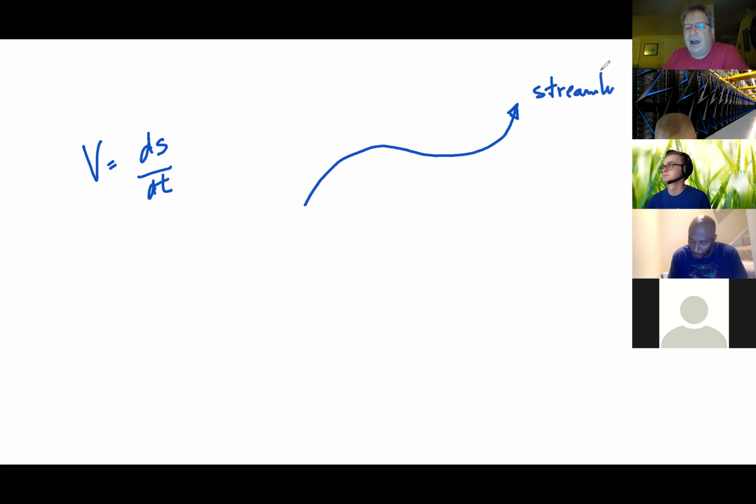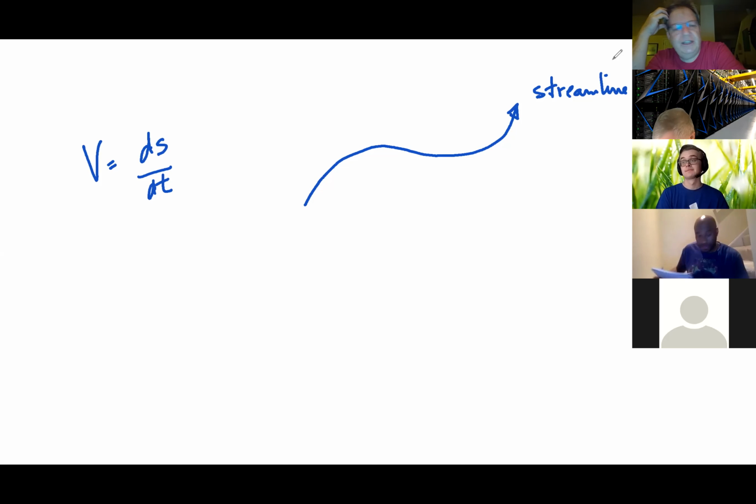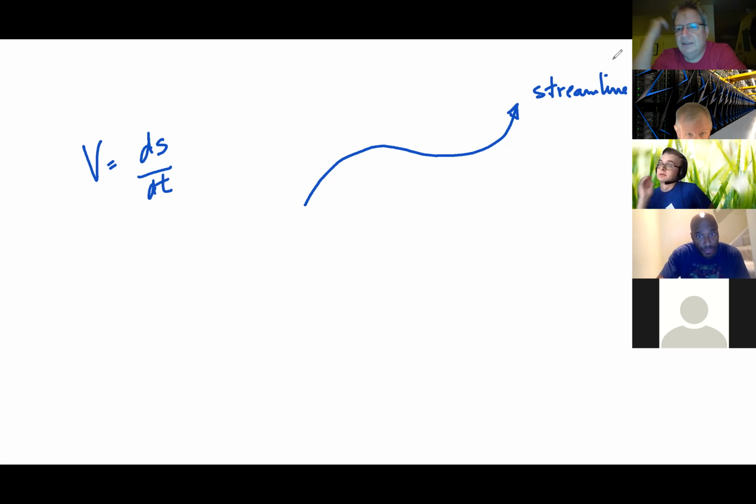Now, how do you define a streamline? Here, I tell you what, you guys got computers too, right? So somebody Google the AMS glossary and do streamline. Because the AMS glossary is a book that you probably should have, or at least know that this is available online if you want to save money.